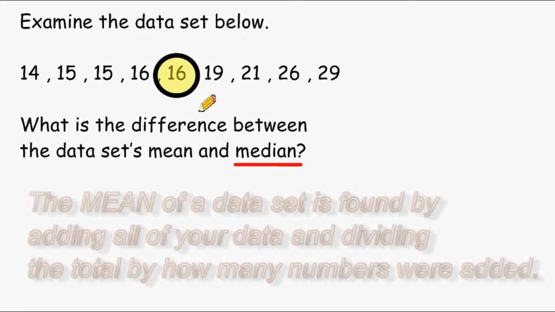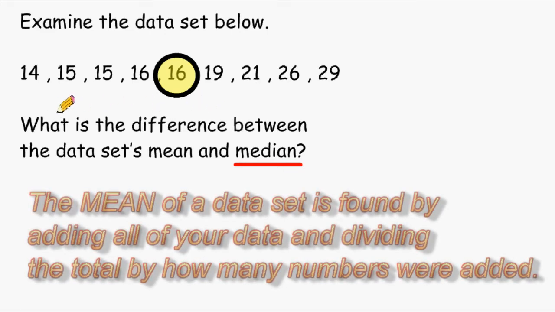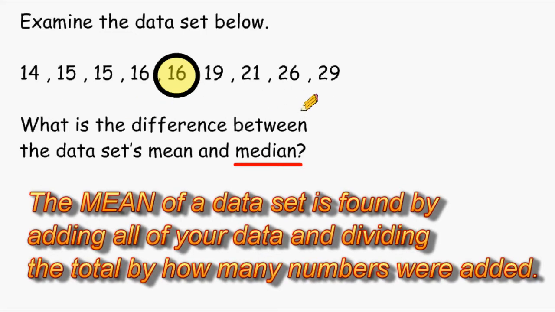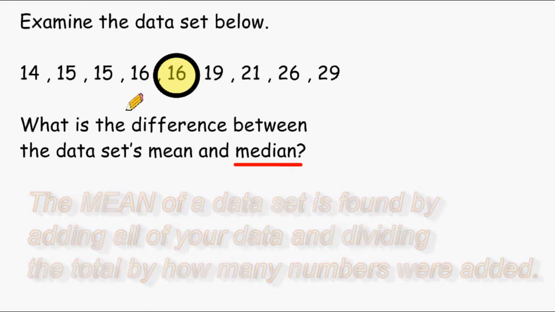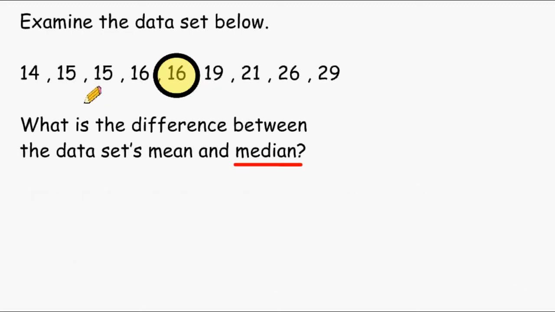So what we got to do for the mean is add up all of our numbers together and divide by 9 because we are adding 9 numbers. So whenever finding the mean, you always divide by the amount of numbers that you added up. So if you add 5 numbers, you would divide by 5, or if you added 6 numbers, you would divide your total by 6, and so forth. So let's start by adding some numbers that are mentally easy to add.